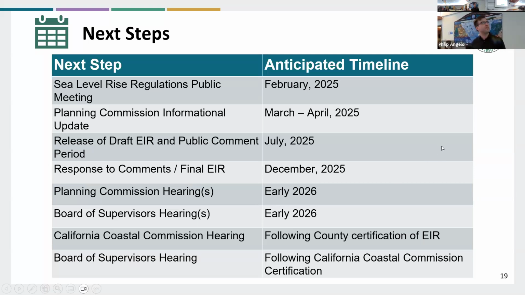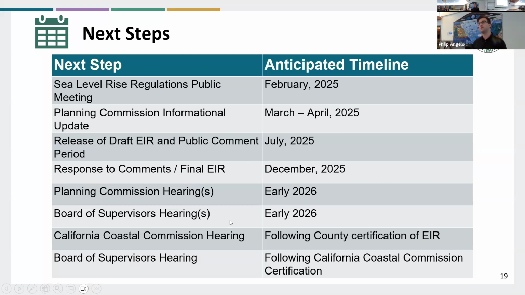The release of the draft EIR and beginning of the public comment period on the draft EIR is anticipated for July of 2025. And then the response to comments in the final EIR will be in December of 2025. Following that, Planning Commission and Board of Supervisors hearings on the community plan would be anticipated in early 2026.